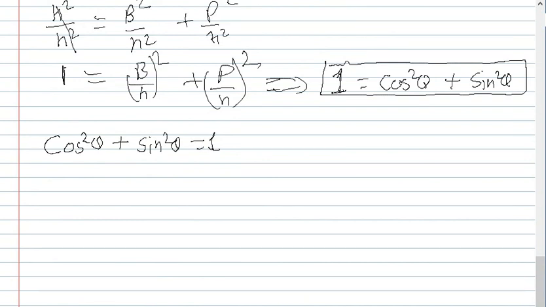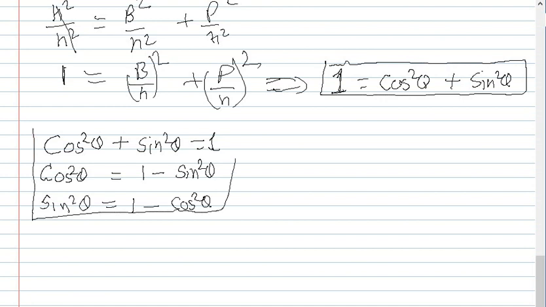Now by rearranging this, we can get a few other equations. Cos square theta is equal to 1 minus sine square theta. Similarly, sine square theta is equal to 1 minus cos square theta. So this is nothing but the rearrangement of the first equation.